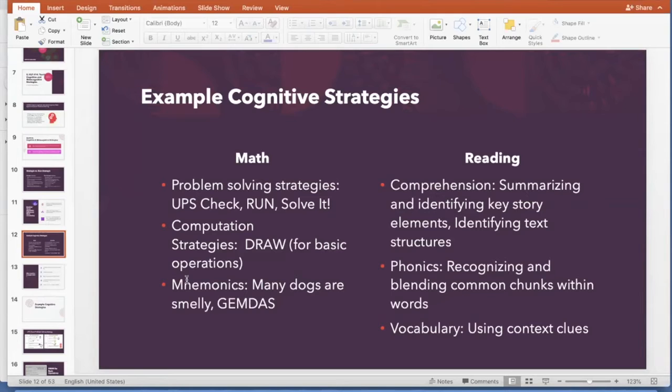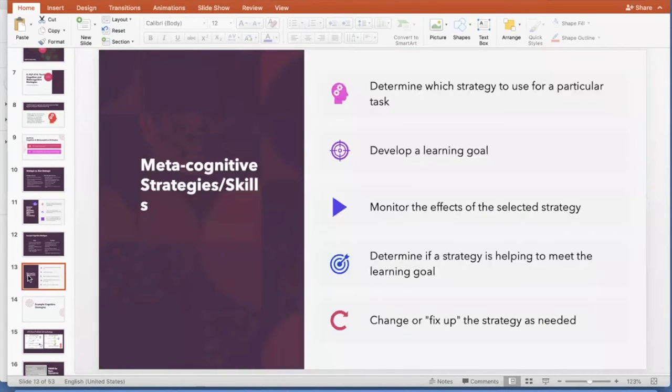And then in reading, some example cognitive strategies are things like, for comprehension, summarizing and identifying key elements in a story or identifying a text structure. In phonics, things like recognizing and blending common chunks within words, and in vocabulary, using context clues. So all of these general strategies that we can apply across texts and across problem types are examples of what I mean when I'm talking about cognitive strategies.